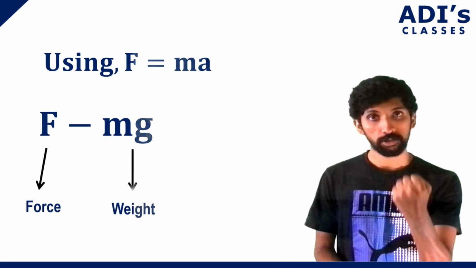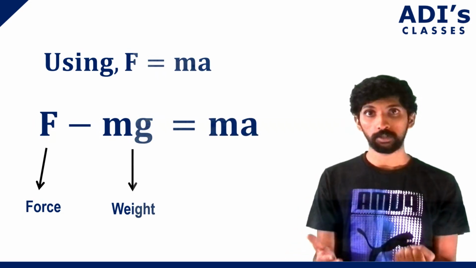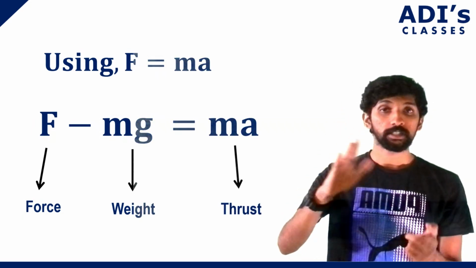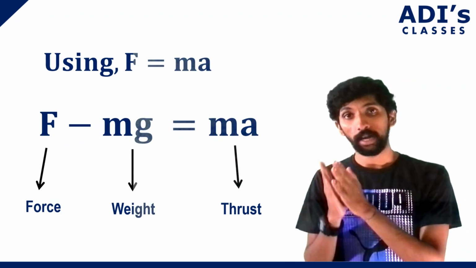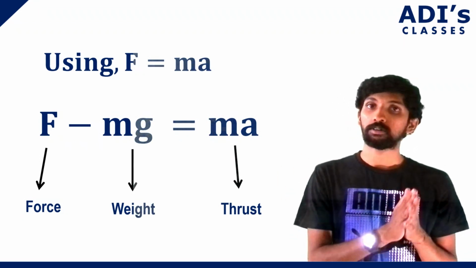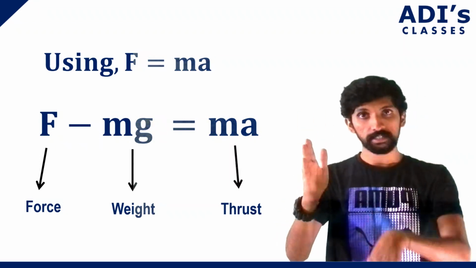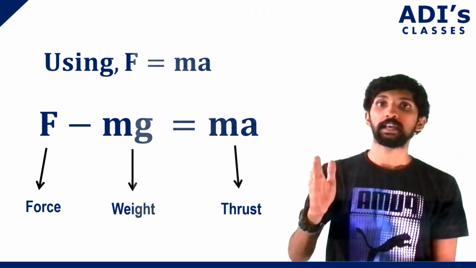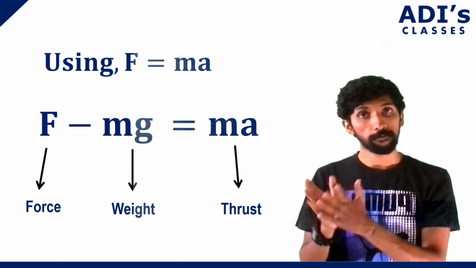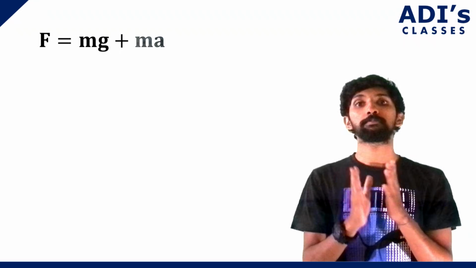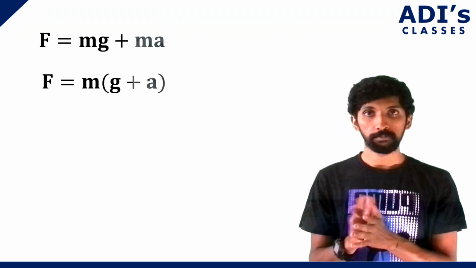Because weight acts downwards, but your acceleration, whatever the force, the thrust, whatever you have to give, that should be upwards. These two are acting in opposite direction, right? So F minus mg is equal to ma, because F is the actual force, minus mg is because of weight, and then ma is the upward direction, right? So your total force F should be equal to mg plus ma. So m you can take common, m into g plus a.